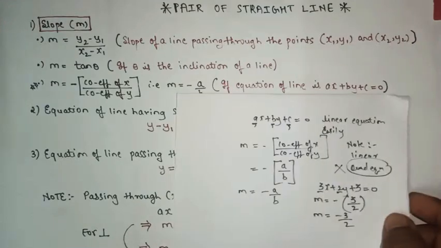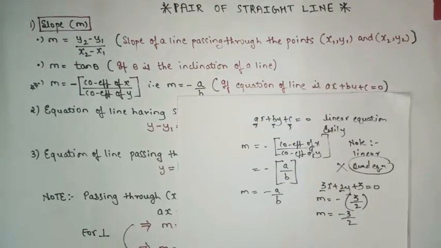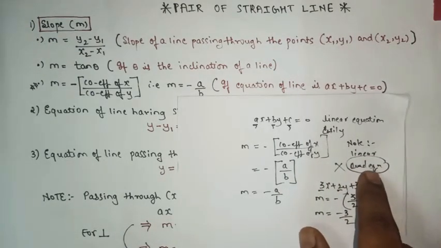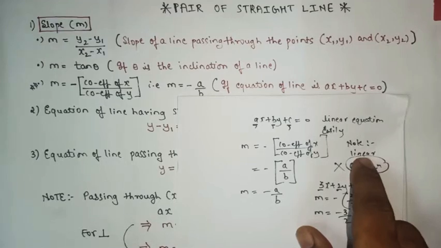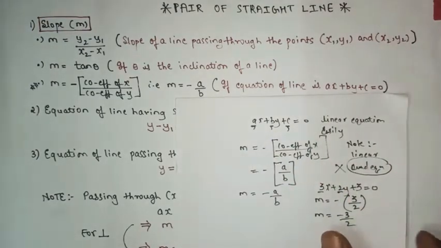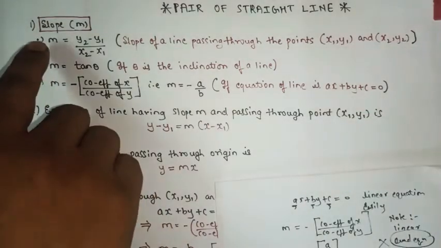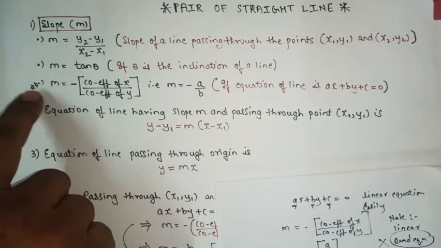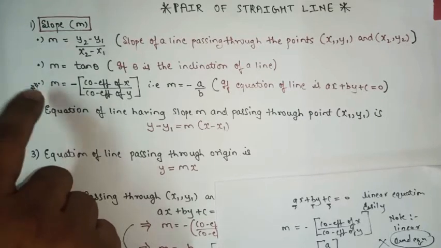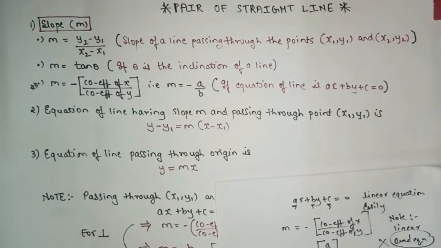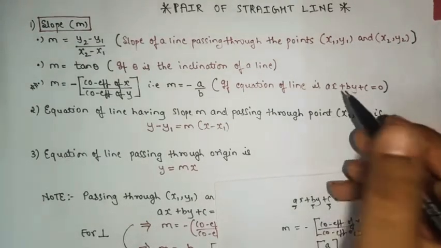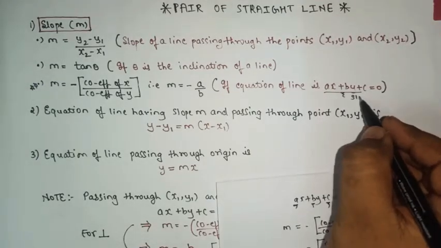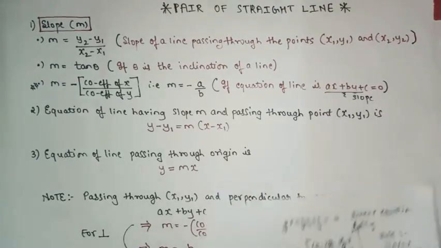Note down again, in this chapter we cannot find the slope whenever we have a quadratic equation. If it is linear, we can apply this formula and find the slope. Got the point? So there are 3 points you have to remember for the slope, but the third one is very important. It will play an important role while we solve the sums. Keep in mind, whenever there is a linear equation, we can easily find the slope. Okay, let's move on to the next one.